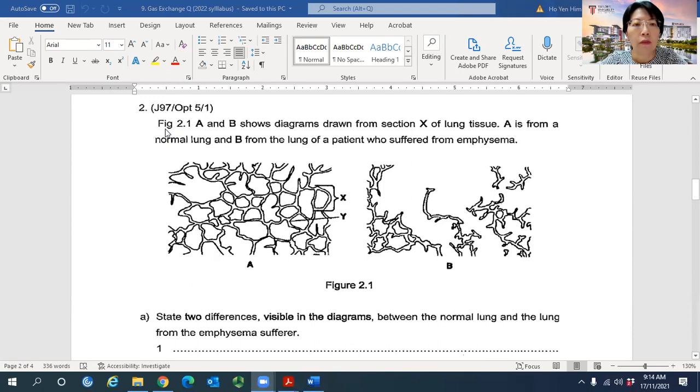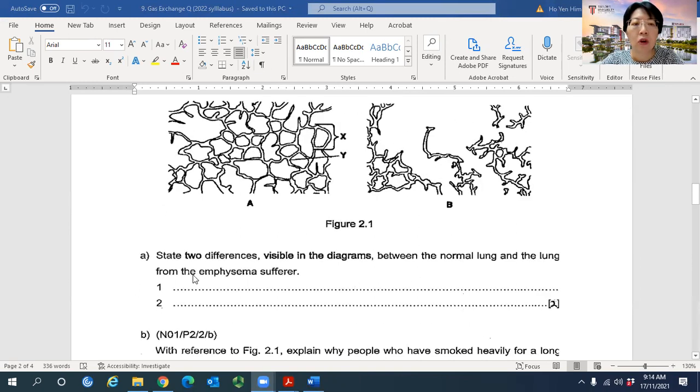Okay, so figure 2.1a and b show diagrams drawn from section X of lung tissue. So it's a section from the lung. A is from a normal person and B is from a person who suffers from emphysema. Whatever the disease is, the structure of the lung will look like in figure B. So part A: state two differences visible in the diagrams between the normal lung and the lung of the emphysema sufferer. You must base your answer on the diagram.